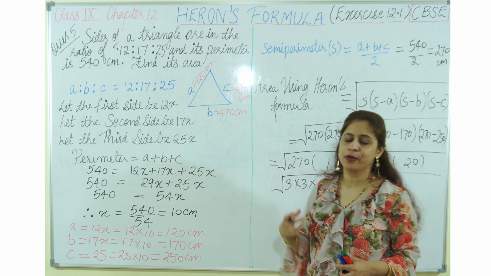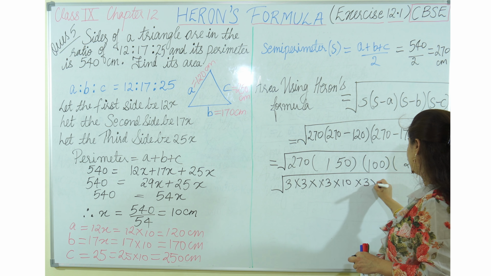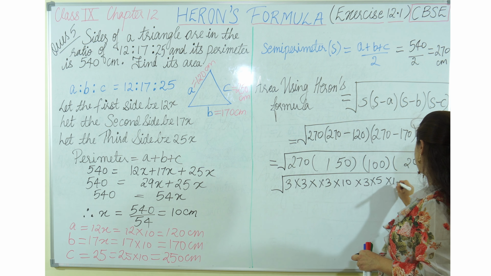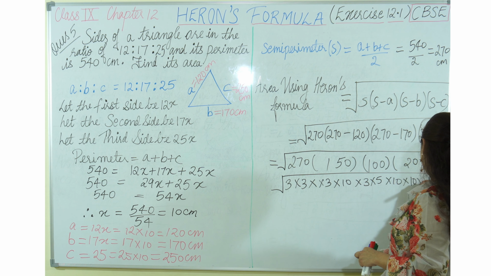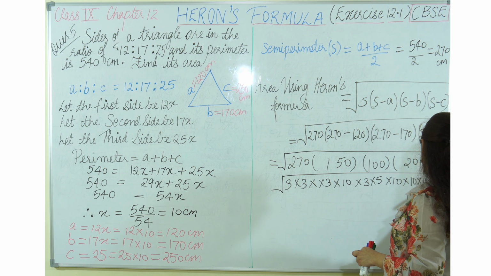So 3 into 3 is 9, into 3, into 10. Again over here 3 5s are 15, and into 10. 100 we already know, it is 10 square, 10 into 10, and here we can easily write 2 into 10, okay.